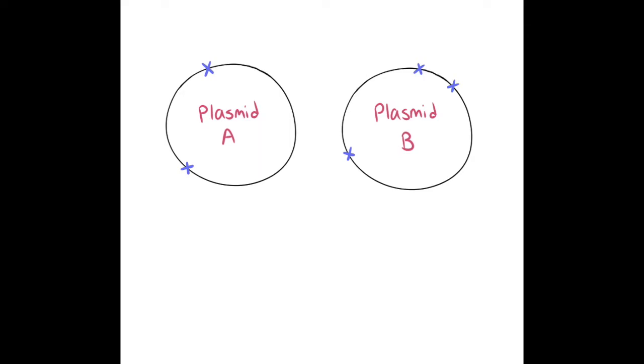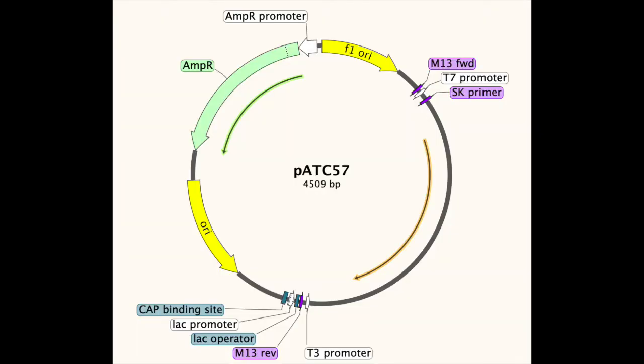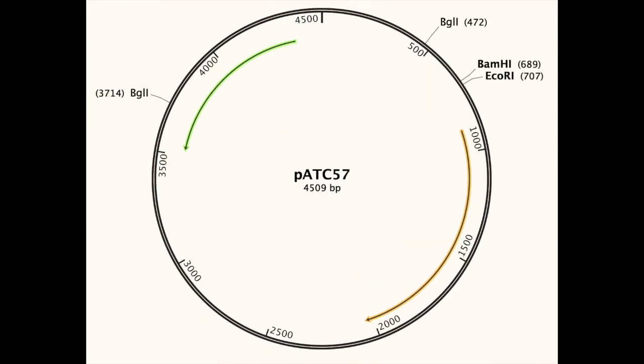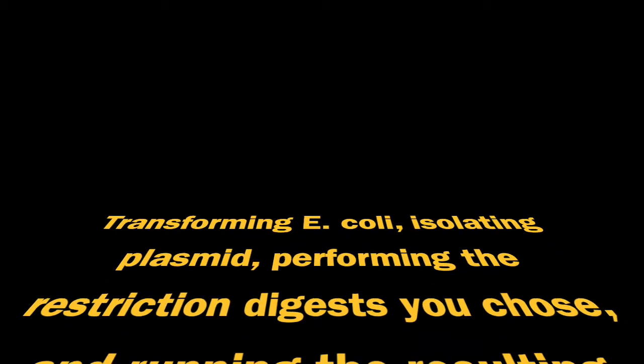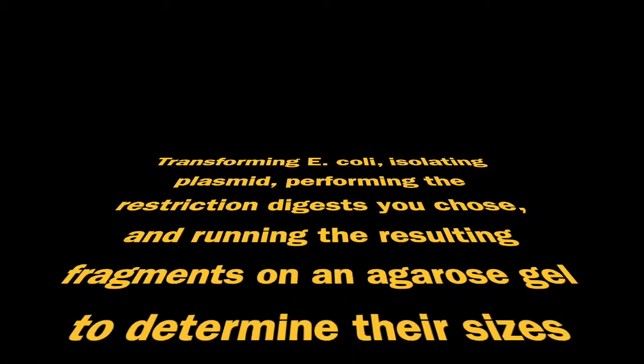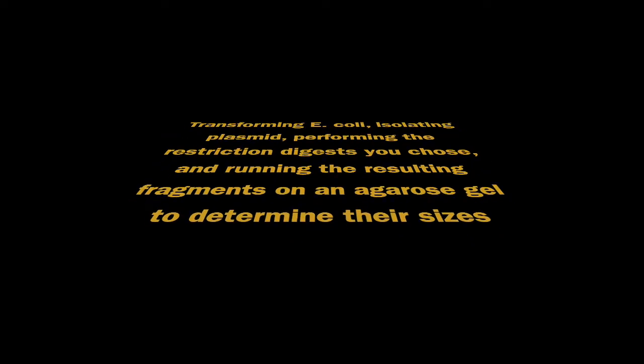You're going to import them into the program SnapGene, which can analyze the DNA sequence and show you where on those plasmids different restriction enzymes cut. This will allow you to choose a pair of restriction enzymes that will cut the two possible plasmids into unique numbers and sizes of fragments, allowing you to differentiate between them. In the coming weeks, we'll virtually go through the steps of transforming E. coli, isolating plasmid, performing the restriction digests you chose, and running the resulting fragments on an agarose gel to determine their sizes. In the end, you will get results from which you'll be able to identify your unknown plasmid.